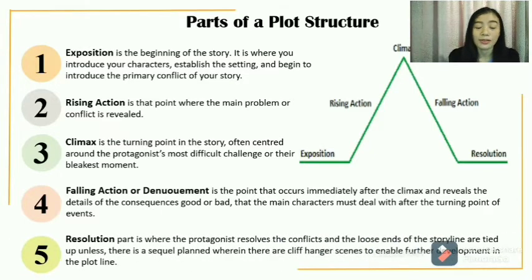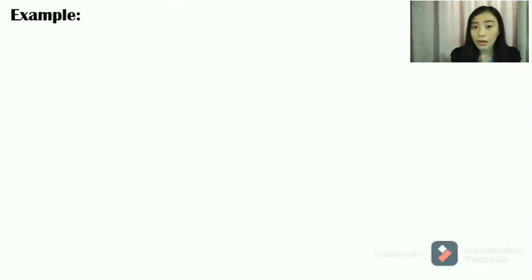So the fifth one is the resolution. It is the part where the protagonist resolves the conflicts and the loose ends of the storyline. In our previous lesson, we discussed the different endings of the story. It could be a hanging ending wherein the reader will be the one to decide what the ending is, or a closed ending where there is actually an ending stated in the story. I know that you are all familiar with this, so let's proceed now to our example.